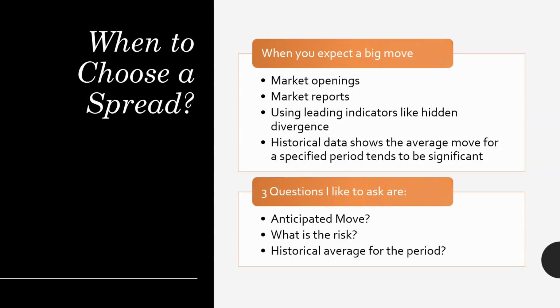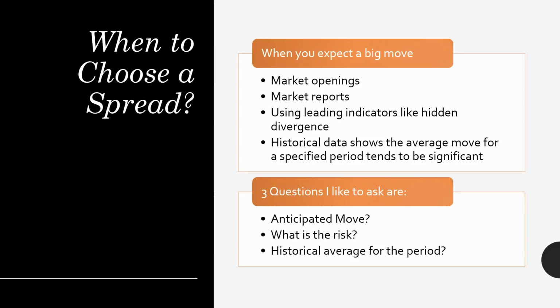And also historical data, which shows the average move for a specified period. That tends to be very significant when you're using a spread. For example, if you're trading a spread at 7 o'clock in the afternoon, historically, you don't have a lot of volatility at 7 p.m. So you may want to wait and do the 8 p.m. spread when you have the Asian opening, okay?